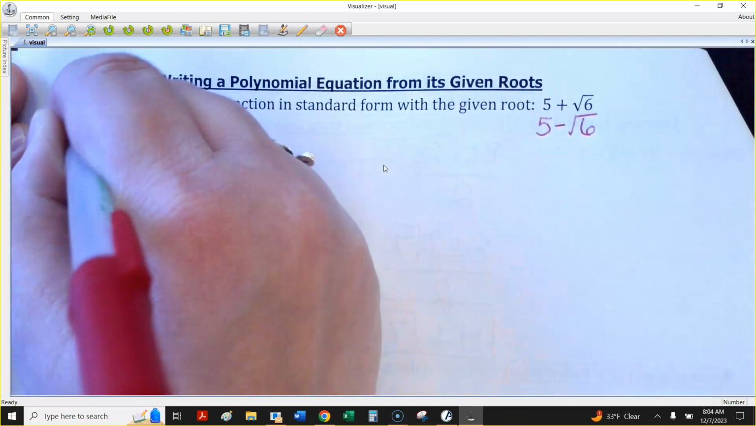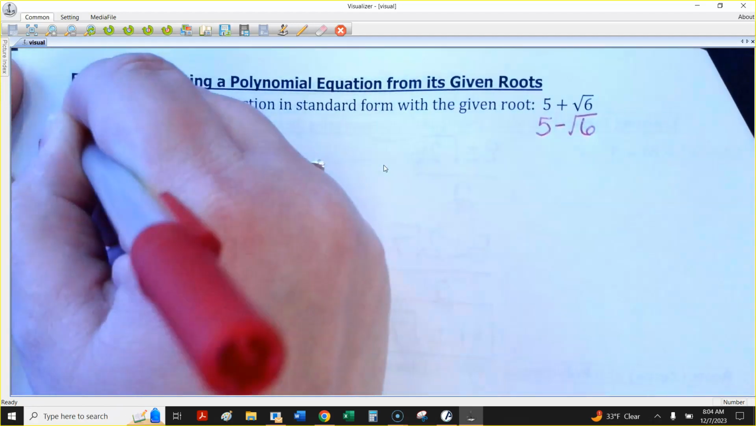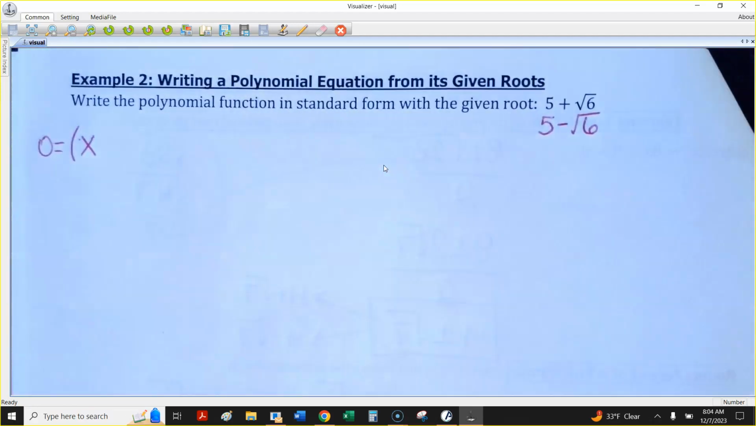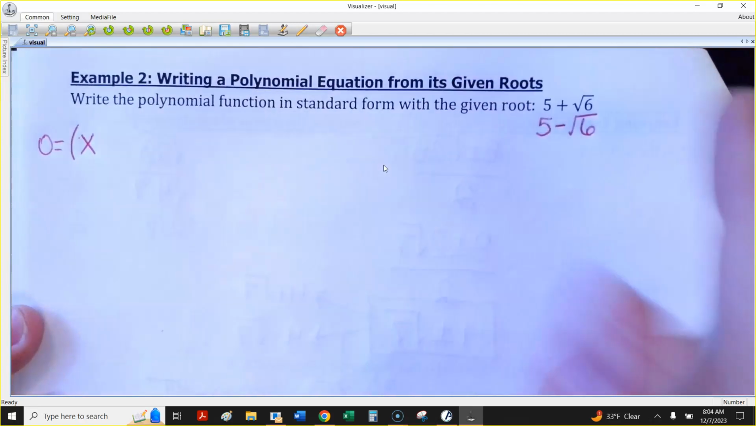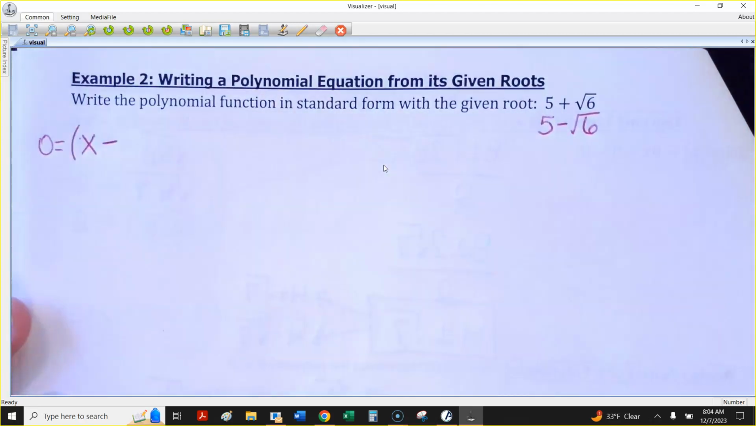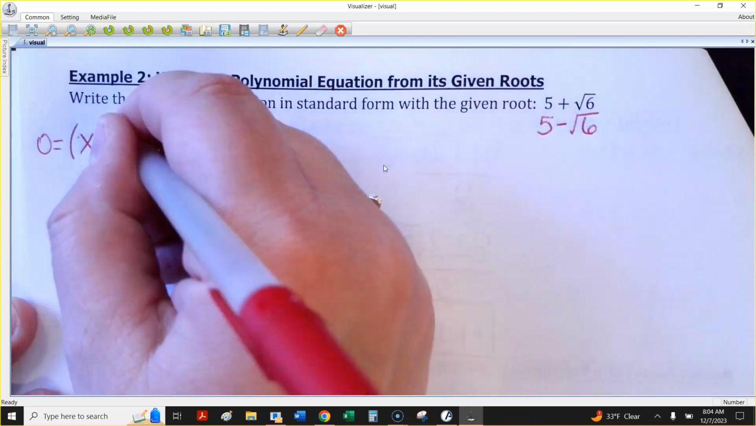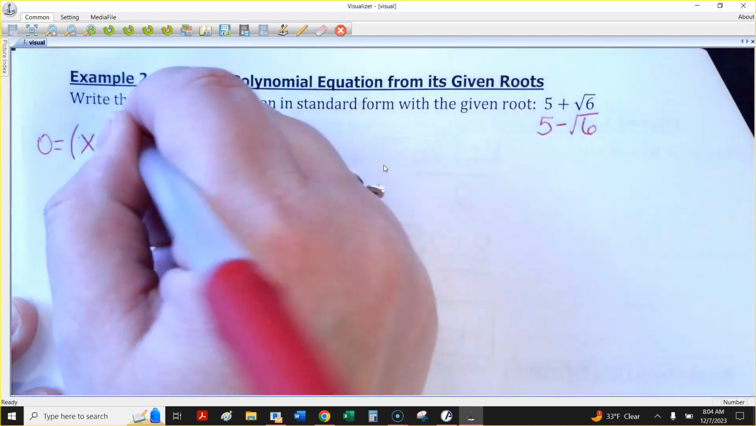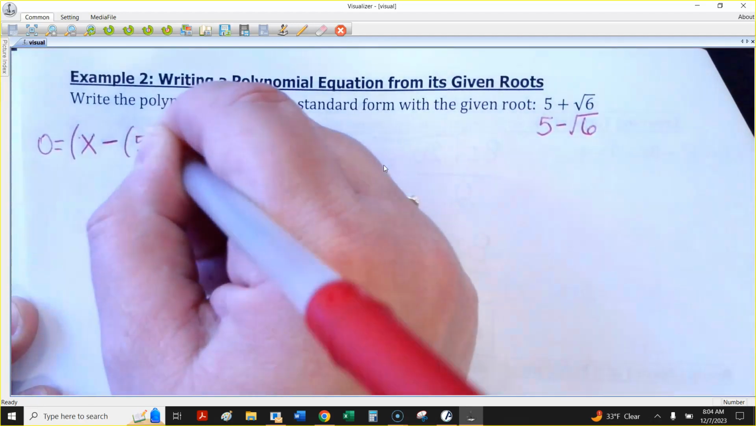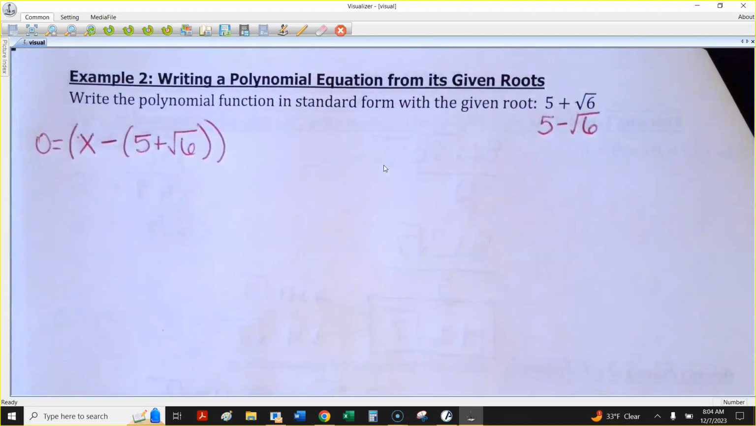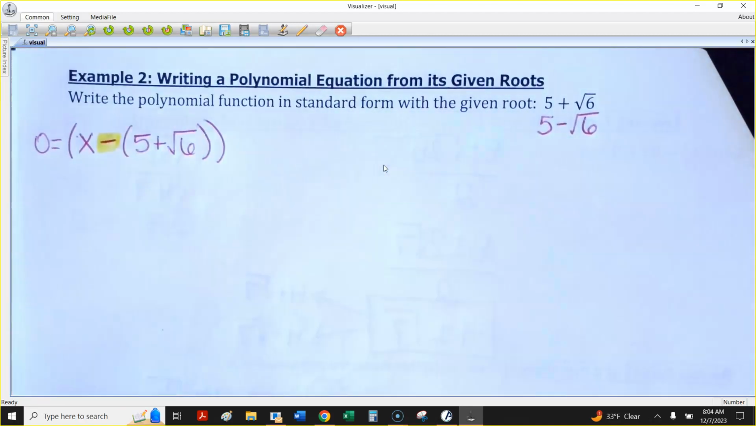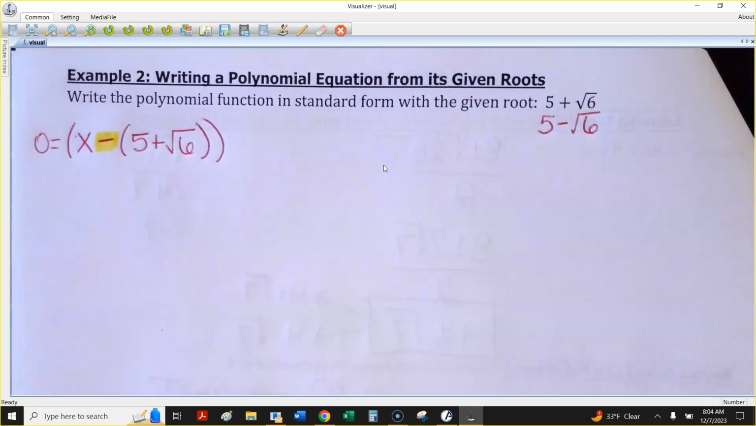If you set this into a little linear factor, this is tricky because it has two pieces. Here's what I'm going to tell you to do. No matter what, just do x minus, and then you're going to just put that zero they give you, because it's an irrational number, we're just going to put that in parentheses. So no matter what, just put a minus right there. Just x minus whatever they give you.